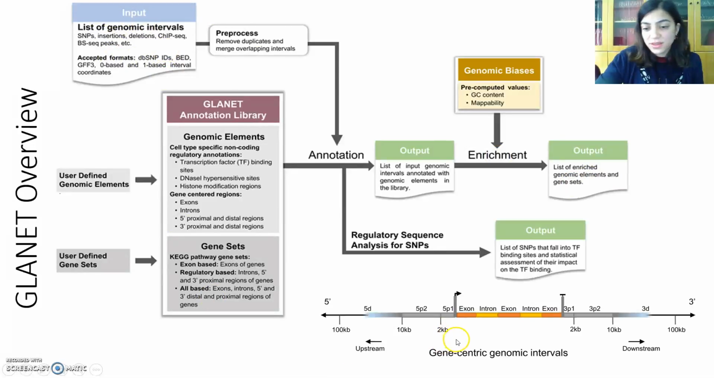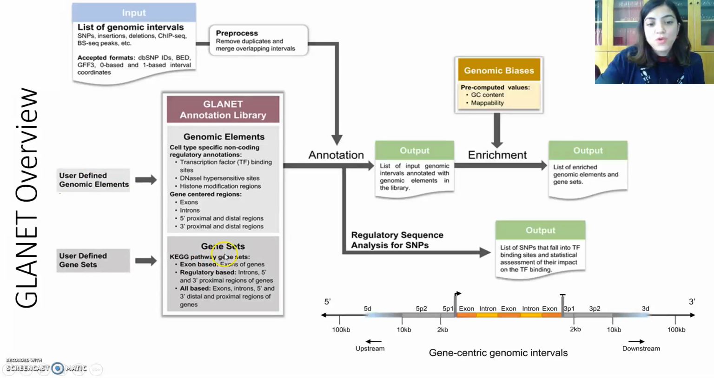And here we show how we define gene-centric regions. We have defined exon, introns, and we have defined proximal regions as P1 and P2 in 5' and in 3'. We have also defined distal regions on 5' and 3' as 5D and 3D. Users can also extend the annotation library by providing their own genomic intervals for genomic elements and for gene sets.